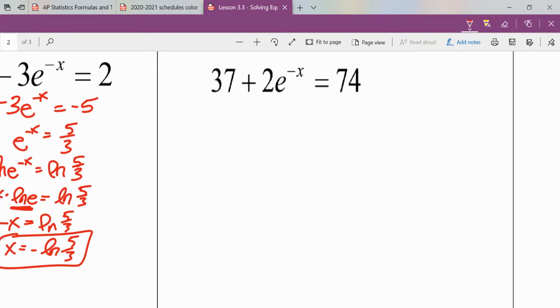So let's do it again. Let's give it a try here. Keep practicing. So again, I want to isolate the term with the exponent first. So I'm going to subtract 37 from both sides. So I'd have 2e to the negative x equals 37. I want to still get that term alone, so I get rid of that 2. So I'll divide both sides by 2. So I'd have e to the negative x equals 37 over 2.